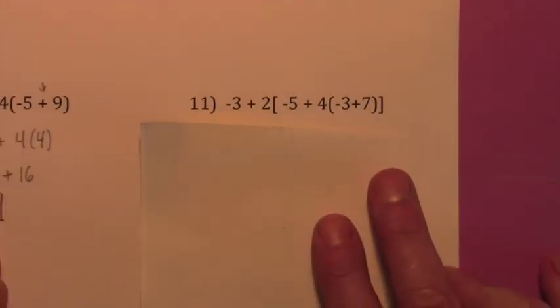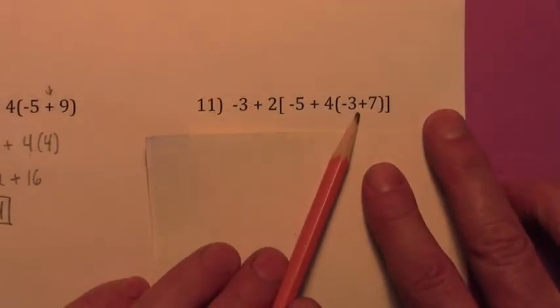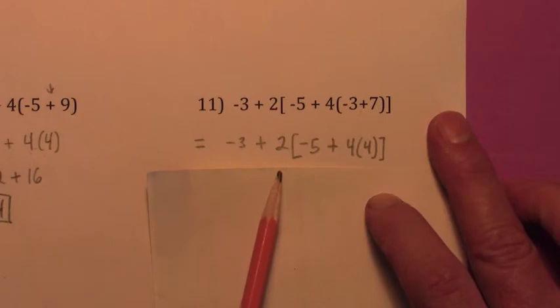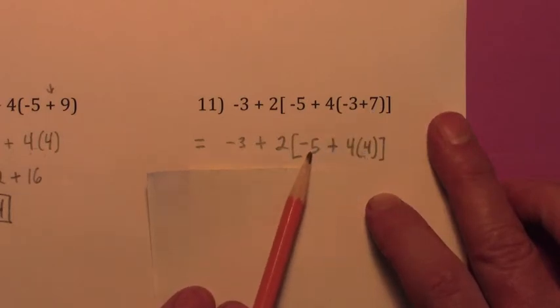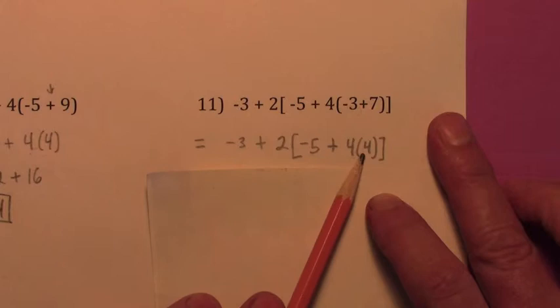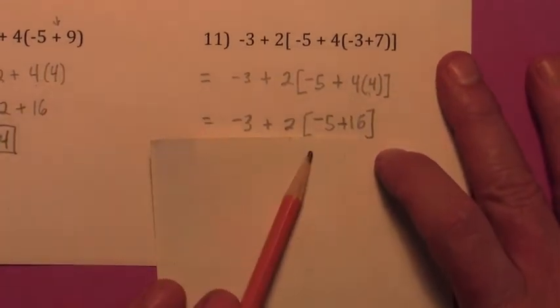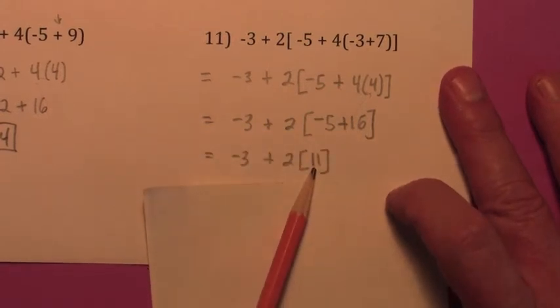How about this one? Let's see, work inside the innermost parentheses. Negative 3 plus 7, right? That's 4. You write the whole problem down exactly and just call that negative 3 plus 7 a 4. Now inside these square parentheses, you see negative 5 plus 4 times 4. You do the multiplication before the addition. It becomes a 16. Write the whole problem down. And now negative 5 plus 16 is positive 11. Write the whole problem down.